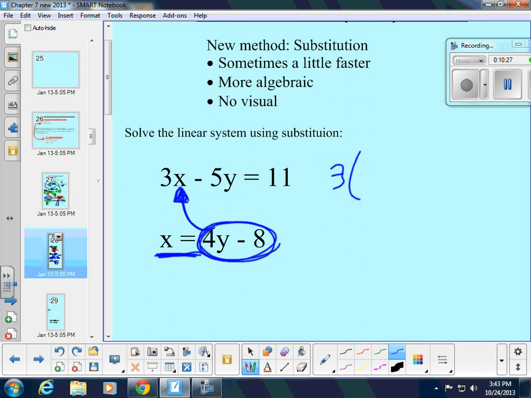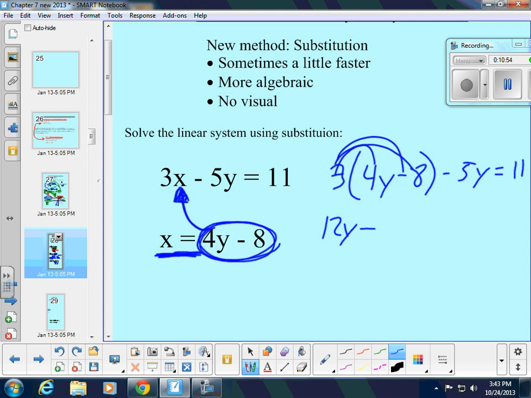So now 3 instead of x, I'm going to put what that expression is, (4y minus 8), minus 5y equals 11. So I've just rewritten that first equation, but I've substituted in the second equation, set equal for x, and substituted that expression in for where x goes in the equation. Now I can just keep solving like a multi-step equation. 3 times each of the things in parentheses there, so 3 times 4y gives me 12y, 3 times 8 gives me 24, minus 5y equals 11.